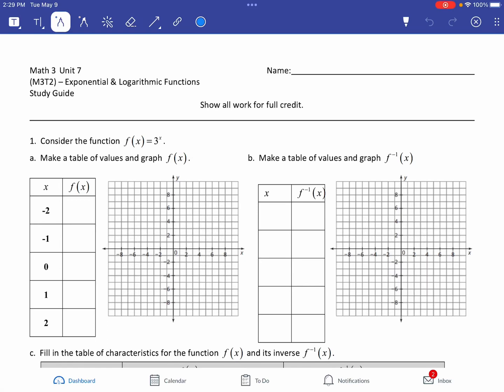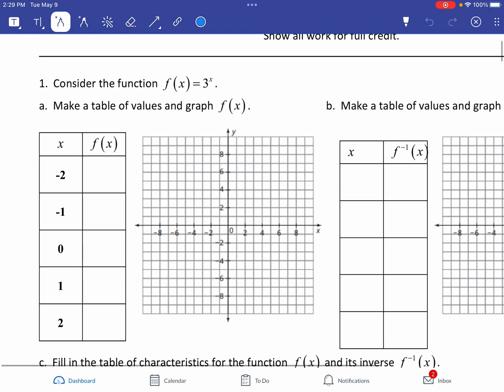This is the Unit 7 review key. Last test, ladies and gentlemen. Here we go. So we have function f of x equals 3 to the x power.